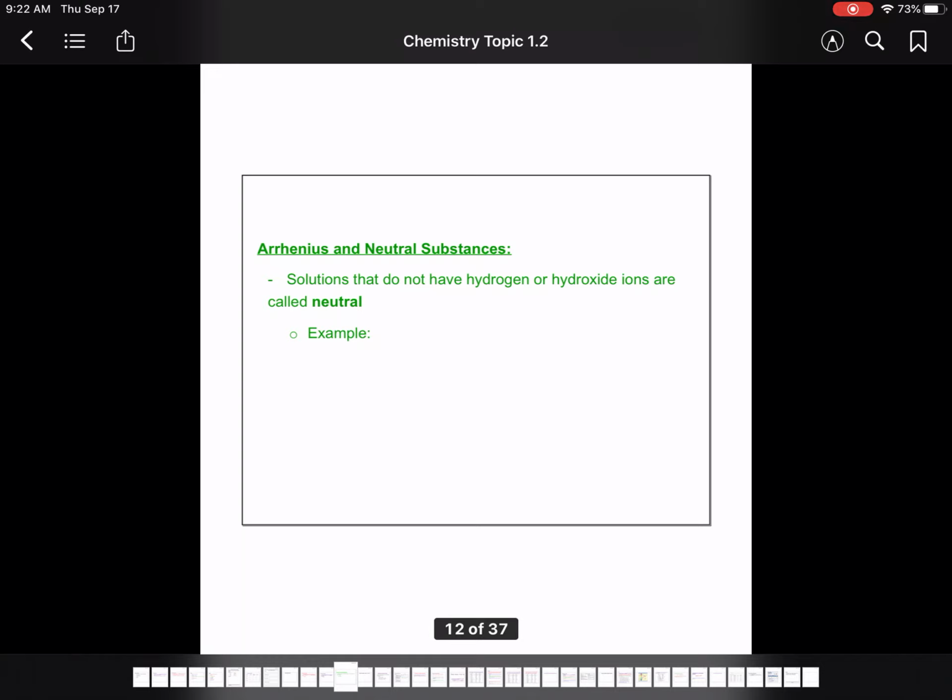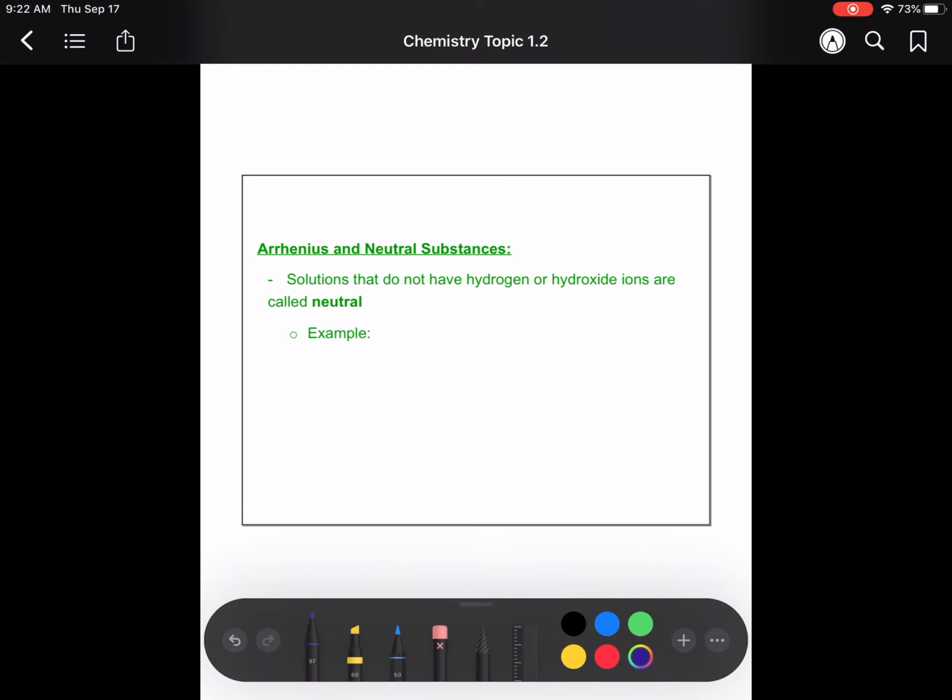And then neutral substances, he said that solutions that do not have a hydrogen or hydroxide ion are called neutral. So I'll give the classic example. Let's do NaCl. If we were to put that in water, that's sodium chloride or salt. It would give you Na with a positive charge and Cl with a negative charge. Still an ionic neutral solution, but no OHs or Hs, which means it's not an acid or base.